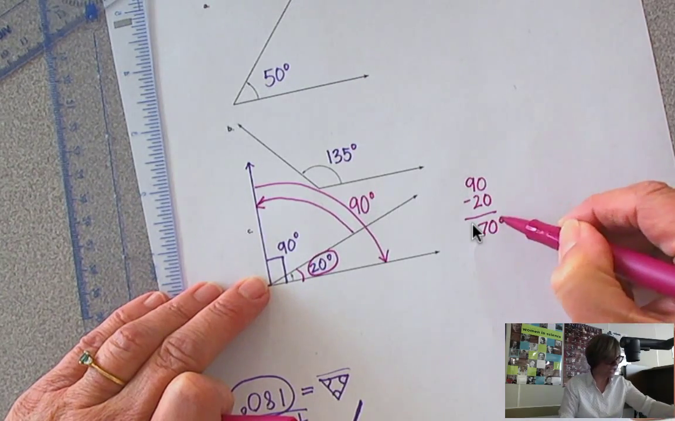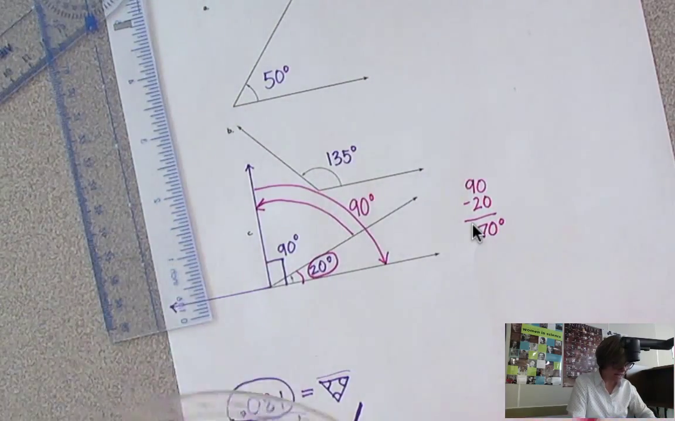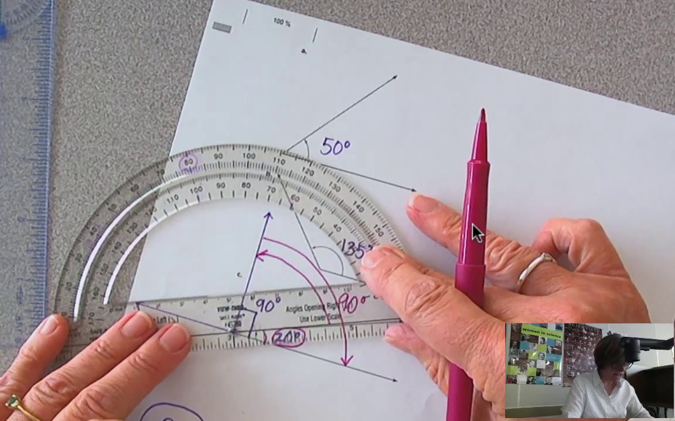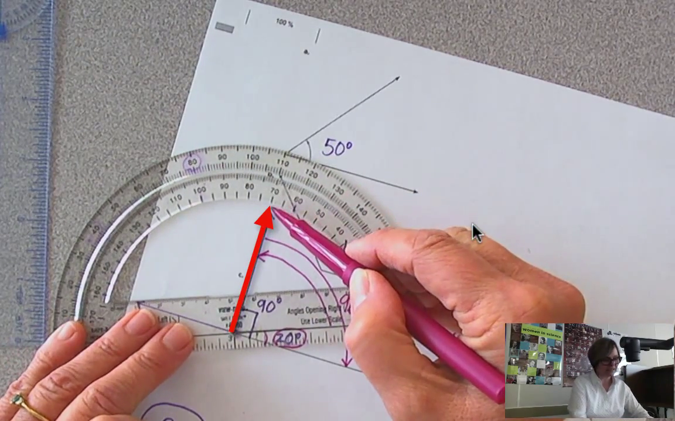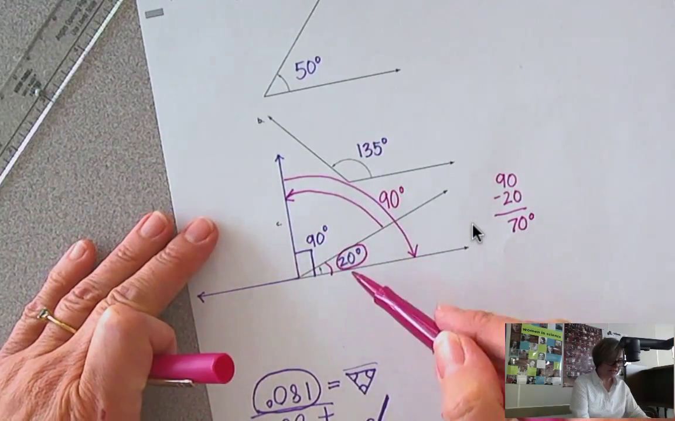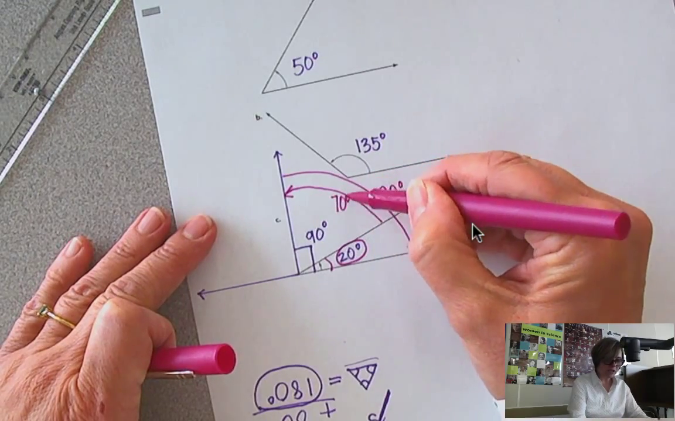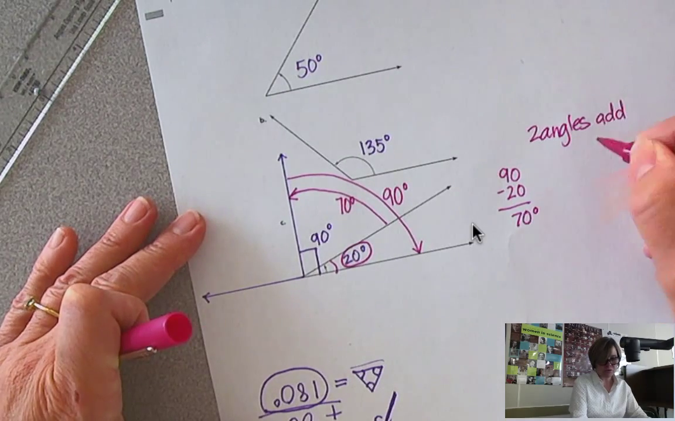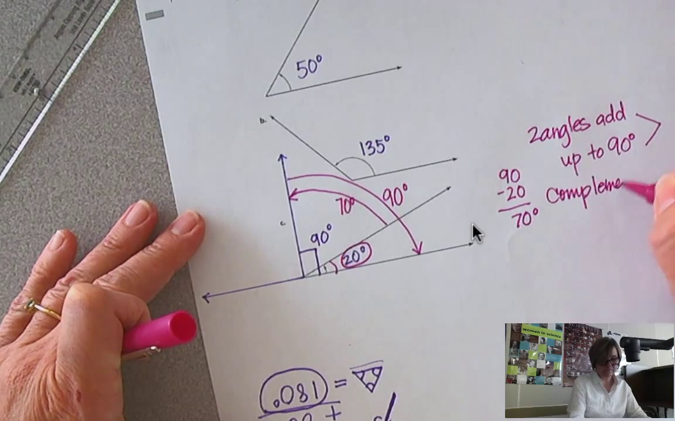We could also check it. Let's check it with our protractor. Okay, I'm going to line up the hole. There's my vertex, there's my initial side, and sure enough, look at it, 70 degrees. Okay, so we know that this angle here is 70 degrees. All right, so when two angles add up to 90 degrees, they're considered complementary angles.